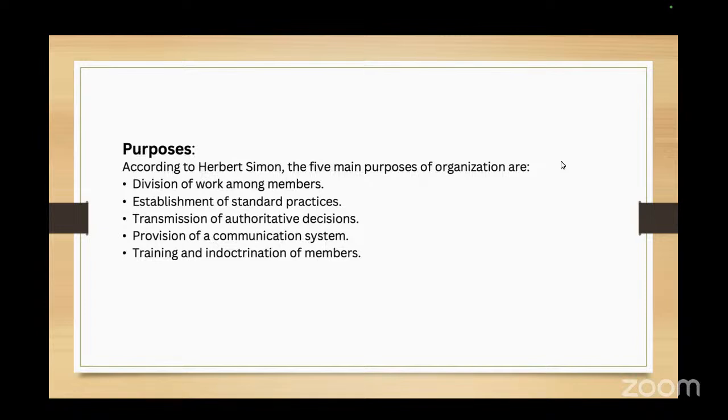Herbert Simon, a well-known thinker, identified five main purposes of organization, which are division of work among members, which is basically splitting tasks among team members. Establishment of standard practices, which means creating rules and procedures for consistency. Transmission of authoritative decisions, to make sure decisions are passed down the right way. Provision of communication system, which means ensuring information flows smoothly. Training and indoctrination of members, which is preparing and educating team members.